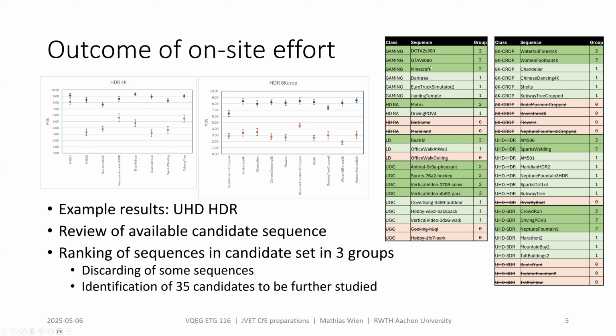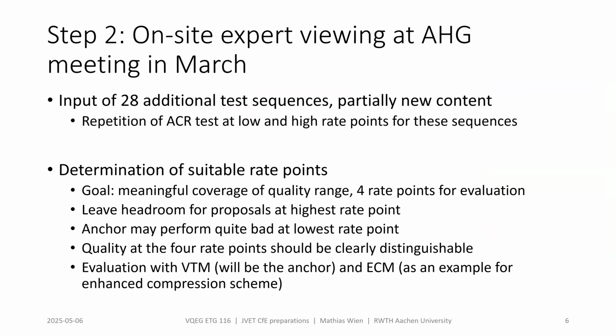So dark green would mean that those were recommended, light green were considered, and the red were basically removed from the candidate set, which led to the fact that we still didn't have enough because, for example, here in the low delay case, we only would have 2 sequences, same here in HD, and so forth. And then what was done in the next effort was preparations towards an ad hoc group meeting that we had in March in Aachen, actually, with on-site expert viewing again.